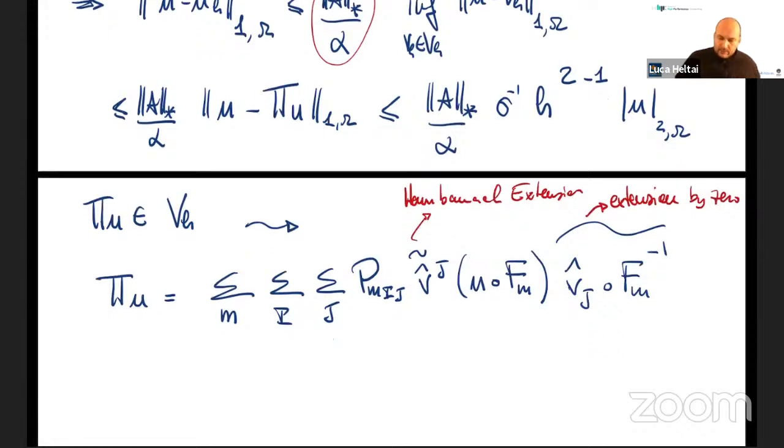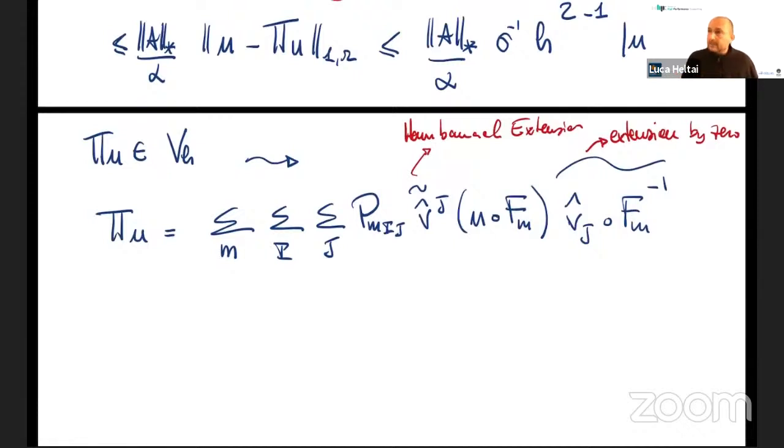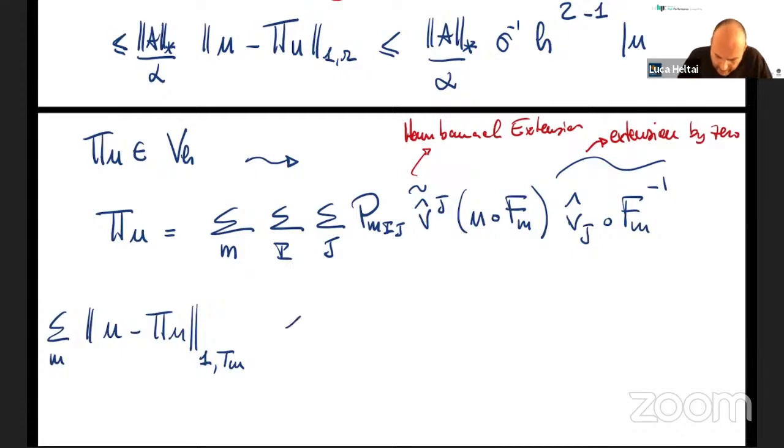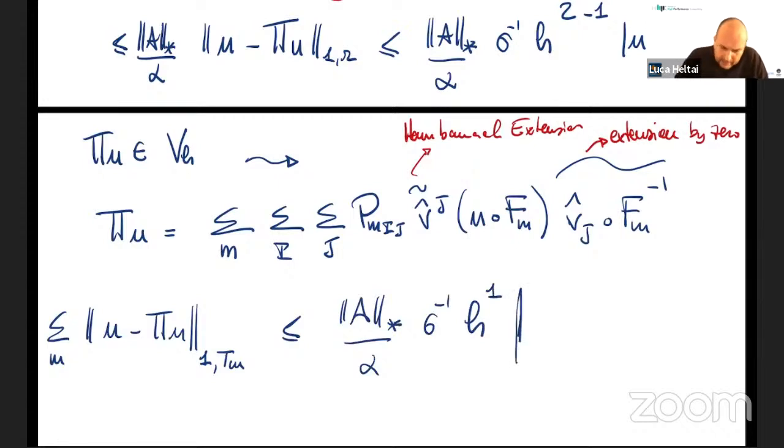So this is the definition of the pi. And of course, if you want to do this explicitly, you're going to get a lot of details that need to be taken care of. But it all boils down to the following: you can write the norm of u minus pi of u as the sum over m of the norms on each element tm. And the reason why you can do this is simply because if you have a function which is in H1, then its H1 norm is equal to the sum of the H1 norms on each one of the subdomains. And you don't need to take care of gluing those things together, okay? And if you have this, then what would happen on the right is that you have this h star over alpha, sigma to the minus one, and this would be the H to the power one semi-norm.